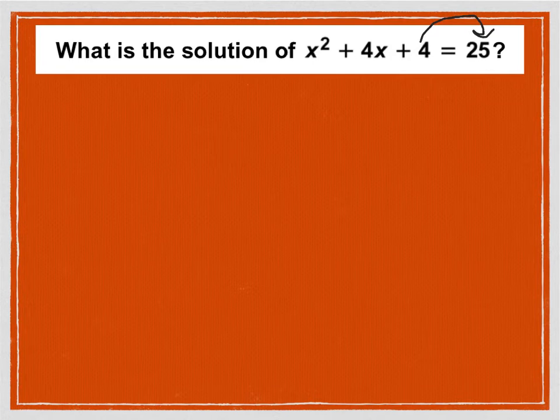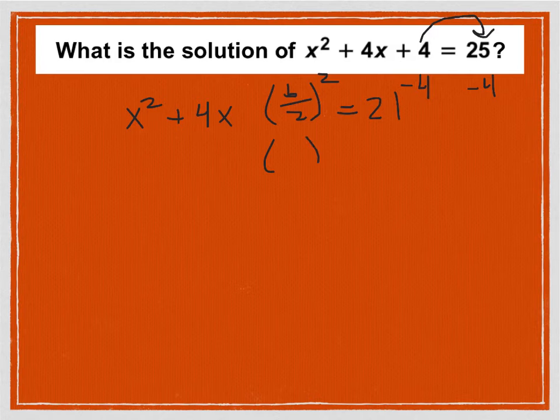So how do we move that 4 to the other side? Minus 4. We need to subtract 4 from both sides. So our new equation is going to be x squared plus 4x, I'm going to leave a space, equals... What's 25 minus 4? 21. In this space is where I'm going to put b over 2 squared.